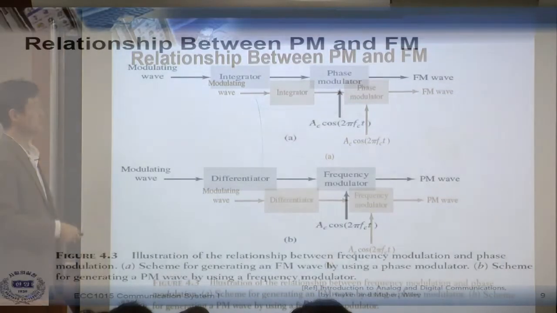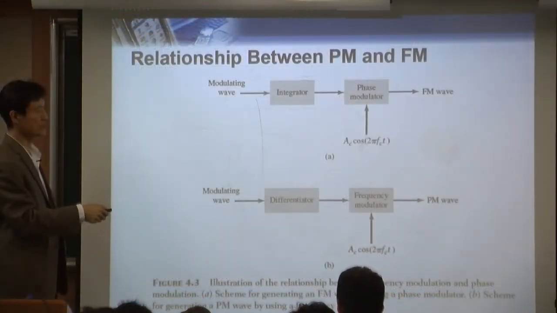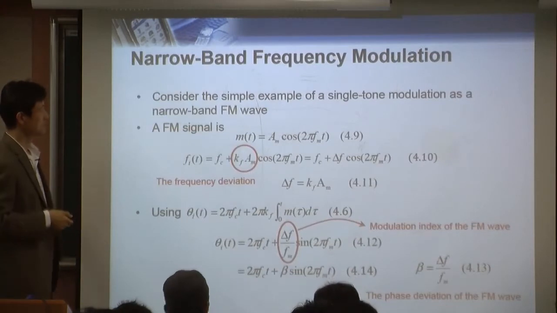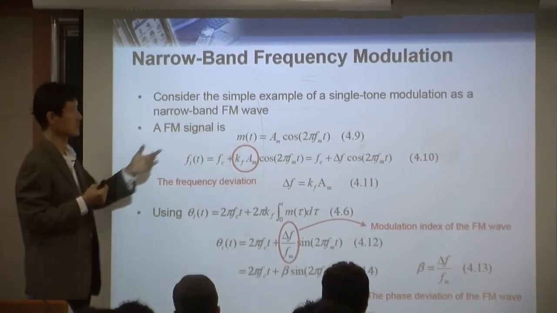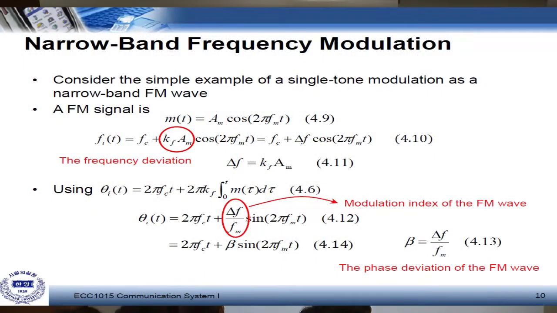So this is just the difference between PM and FM. Your message comes in, first integration, then doing phase modulation, then you're going to get FM. So this is another way. What we're going to talk about today is FM. So we are mainly talking about frequency modulation today.